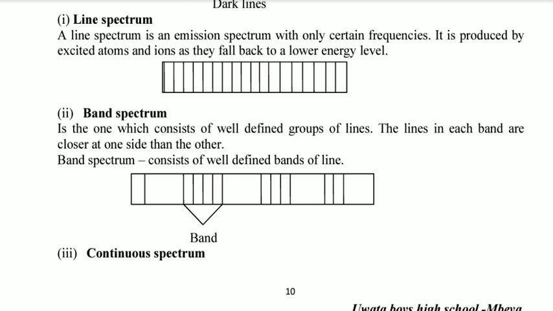While in band spectrum, lines are arranged in groups, closer on one side and far apart on the other side. So band spectrum consists of well-defined groups of lines. That's why they are called band spectrum. The lines in each band are closer on one side than the other. Here the illustration doesn't show it, but as you can see in most books, they have explained this. So, band spectrum consists of well-defined bands, or groups of lines.